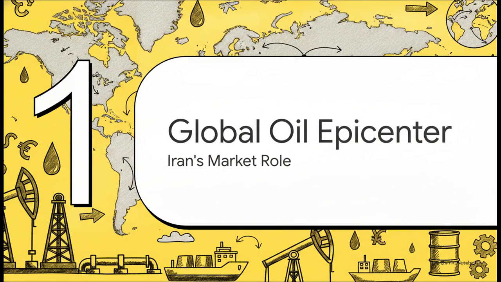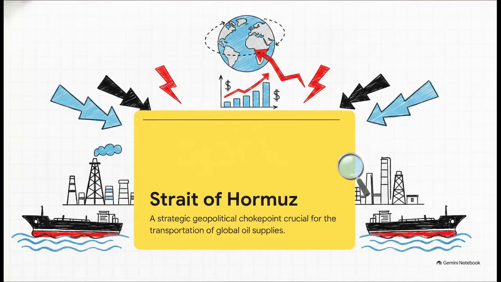Part 1. The Global Oil Epicenter. Any disruption to the Strait of Hormuz immediately chokes off global oil transportation and drives up energy prices worldwide. This strait isn't just a stretch of water. It is arguably the single most important maritime choke point in the entire world for energy.